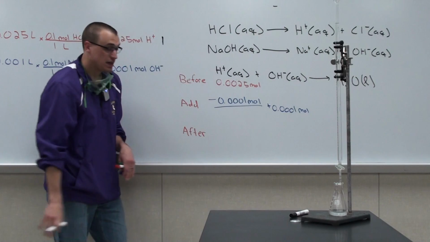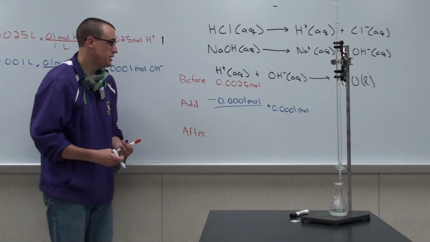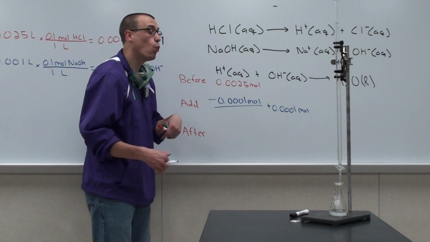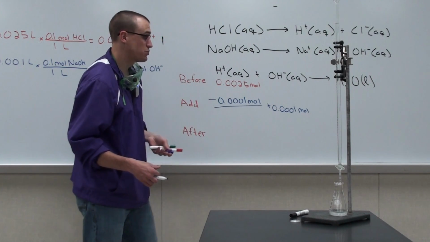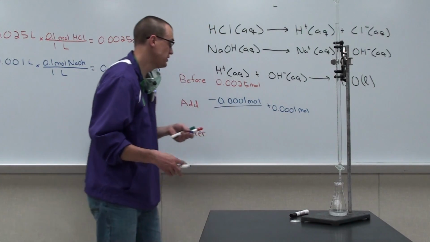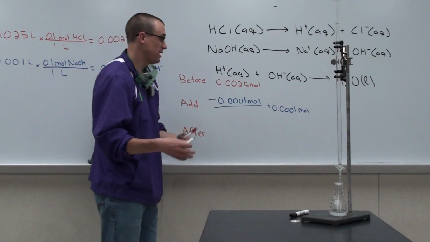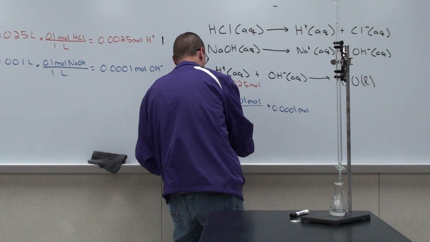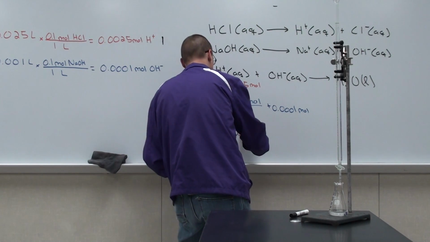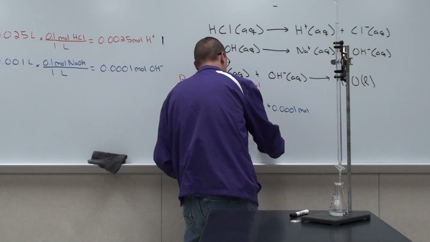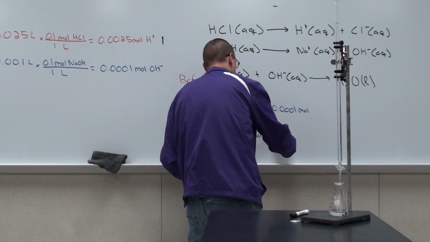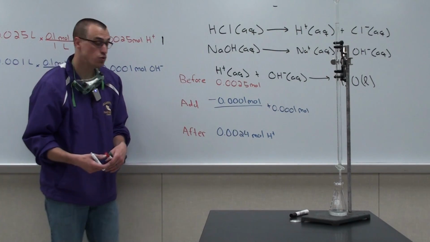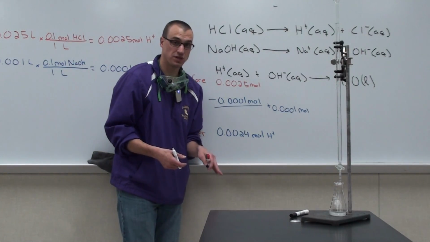And what we get after the addition of this, because 0.001 moles of H plus ions reacted with those OH minus ions, what we end up getting after all of this has come about is our number of moles of H plus ions. So after all this process, we end up with 0.0024 moles of H plus ions.